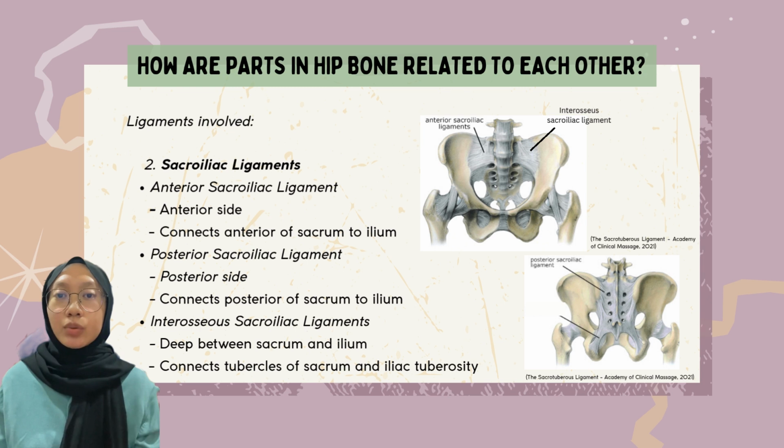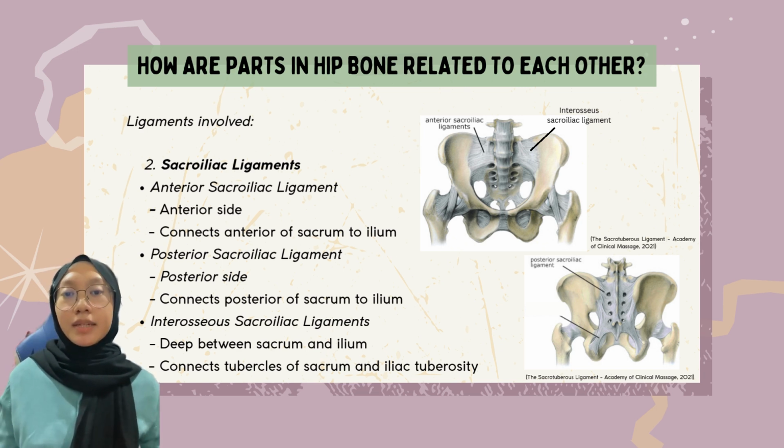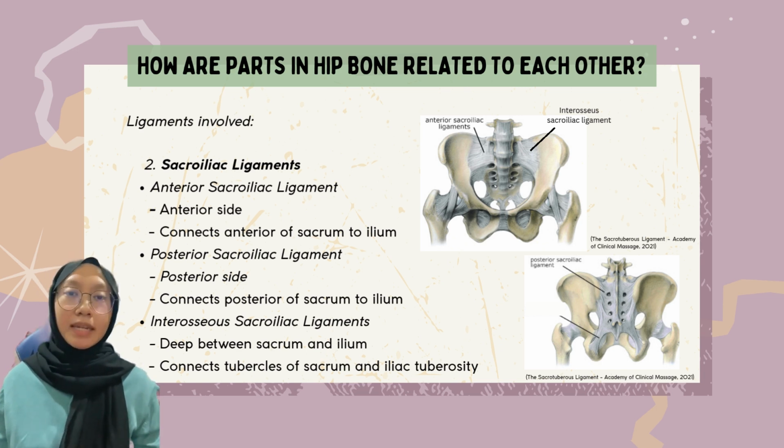Its function is to hold the bones tightly together and allow for efficient transfer of weight from our upper body to the pelvis and then down into our legs. Without this interosseous ligament, the sacrum could shift or lift under pressure, which could throw off your whole posture and movement.